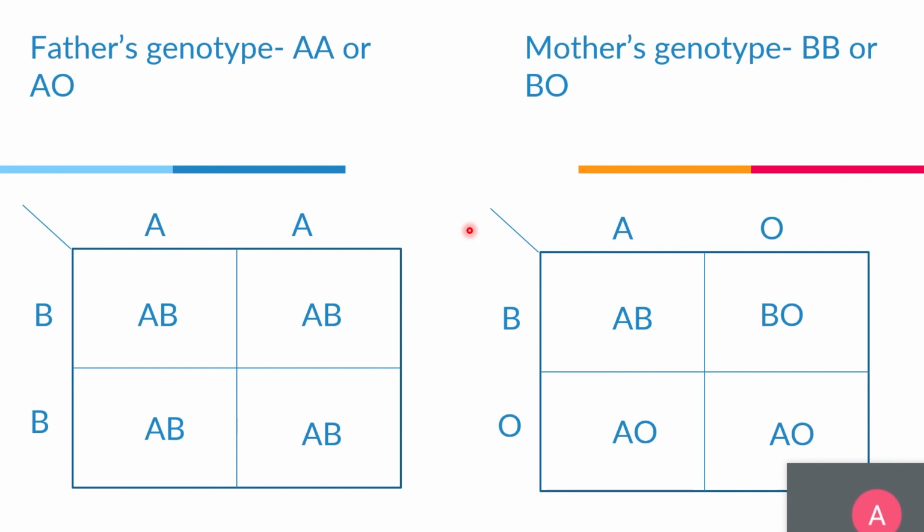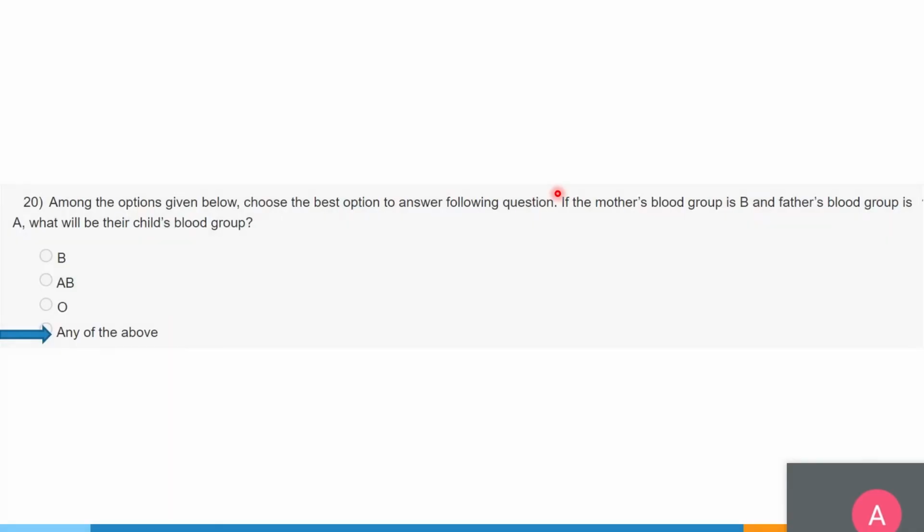And thus, using the second Punnett square, it is obvious that given the question, the particular child's blood group can be any of them. That is B, AB, or O, and also can be A. That is, the option should be B.